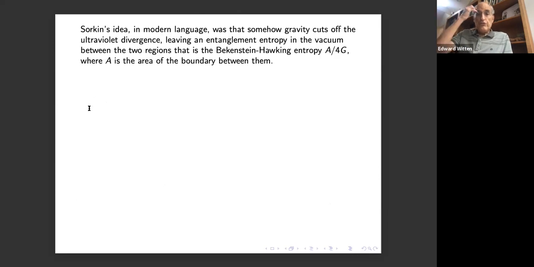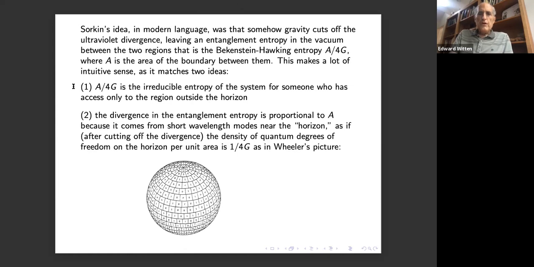Sorkin's idea in modern language was that somehow gravity cuts off the divergence, leaving an entanglement entropy in the vacuum outside the horizon. That's not infinity times A, but rather A/4G, where A is the area of the boundary between the two regions. That makes a lot of sense as it matches two ideas. One is that A/4G is the irreducible entropy of the system for someone who can only access the region outside the horizon. And the second is Wheeler's picture, where the entropy comes from microscopic degrees of freedom on the horizon. So remember, the divergence is from high energy modes entangled across the horizon. So those would possibly be Wheeler's modes on the horizon.